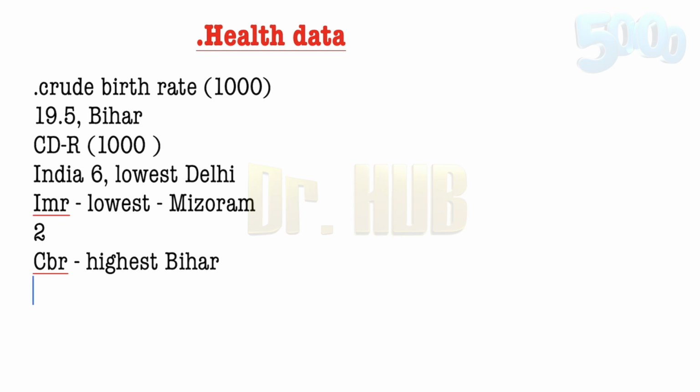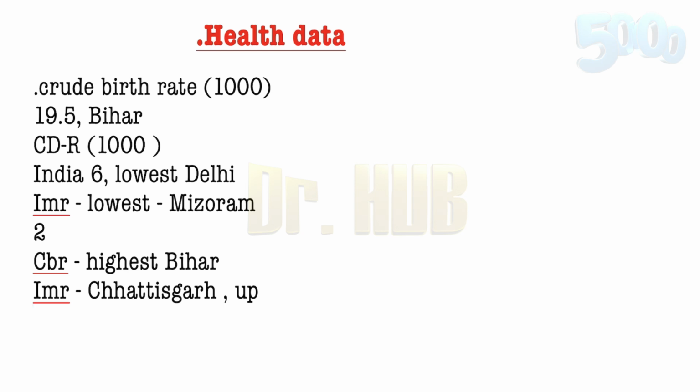Next is the infant mortality rate. We again discussed this, but this is per 1000 live births. In India it's 28, and the highest is in Chhattisgarh as well as UP, about 38, and then the lowest will be in Mizoram. This is the IMR, that is the infant mortality rate.